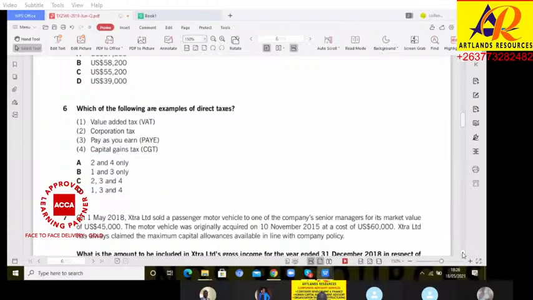Next, which of the following are examples of direct taxes? Corporate tax, PAYE and capital gains. Yes, corporate tax, PAYE and capital gains.